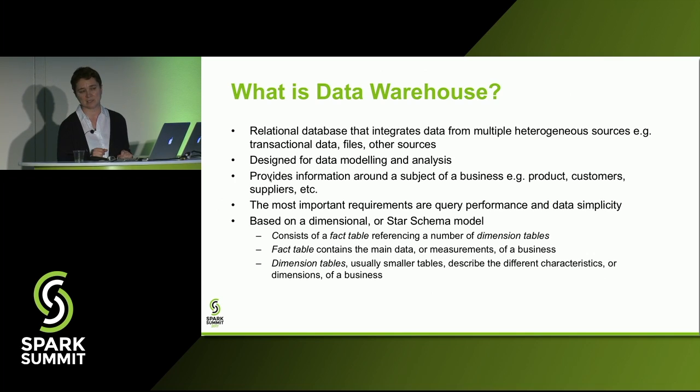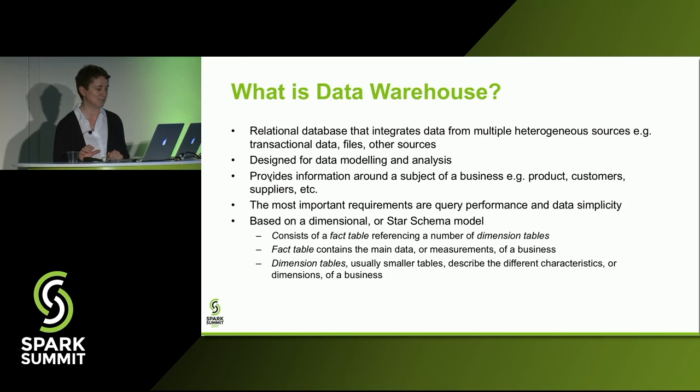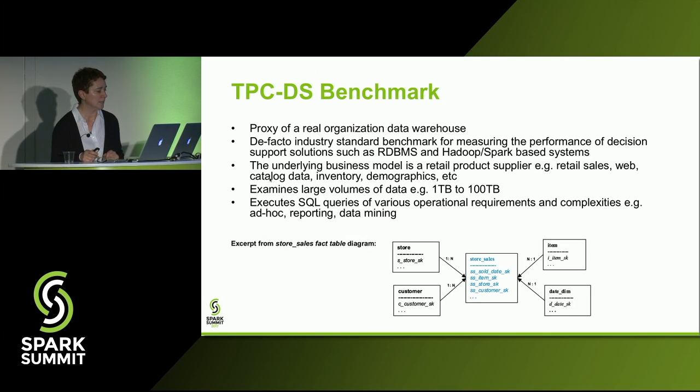These needs are best addressed by a dimensional or star schema model. A star schema consists of a fact table referencing multiple dimension tables. A fact table contains the main data or the measurements of a business, while dimension tables, usually smaller tables, describe the different characteristics or dimensions of a business.